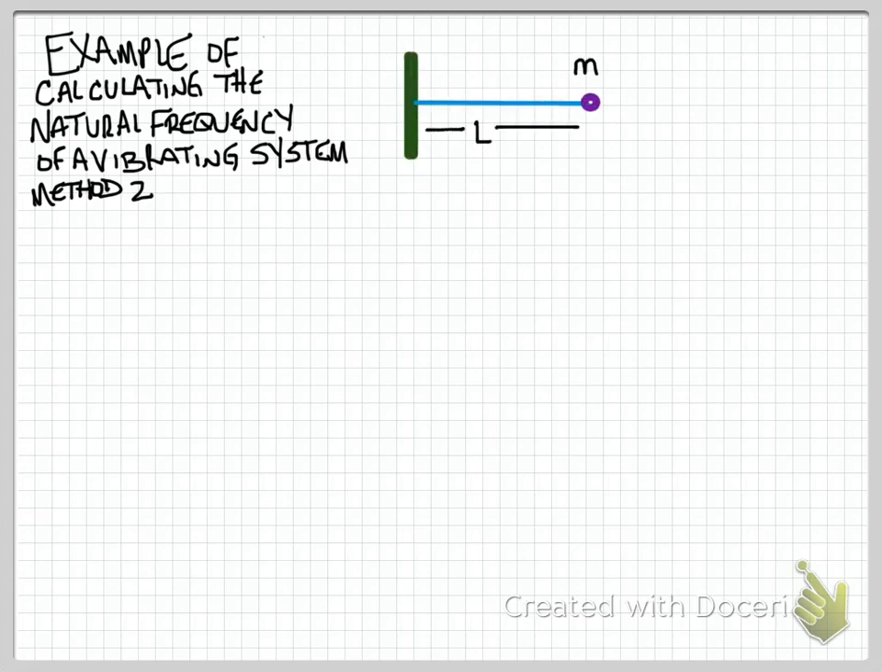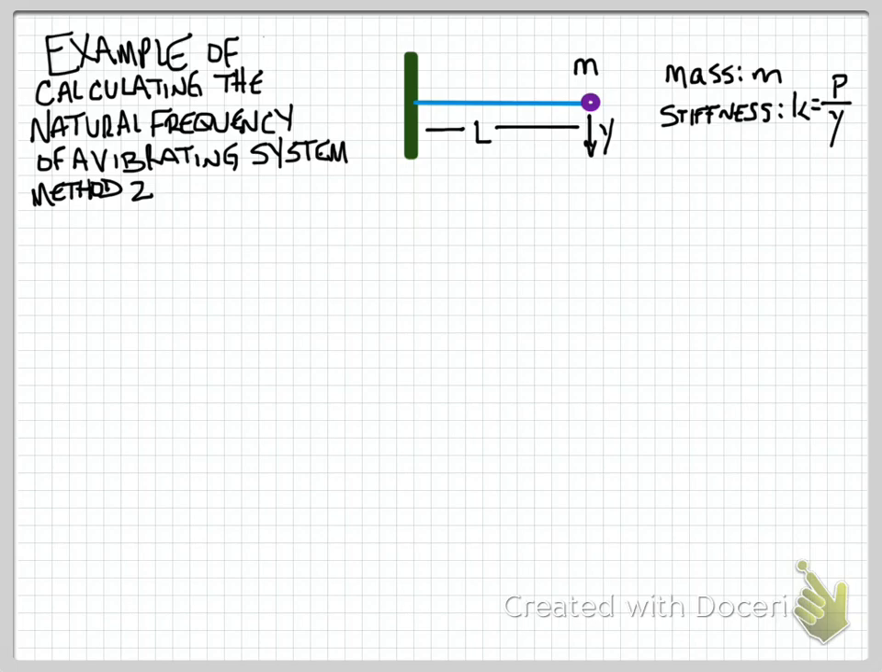So let's take the example of a cantilever beam with a mass on the end. The beam we'll consider to be massless, and we'll look at displacing the mass on the end, basically pulling the beam down on the end and releasing it, and it'll vibrate up and down like a diving board or something like that. So that'll be our direction y that it's moving. The mass we know is m.